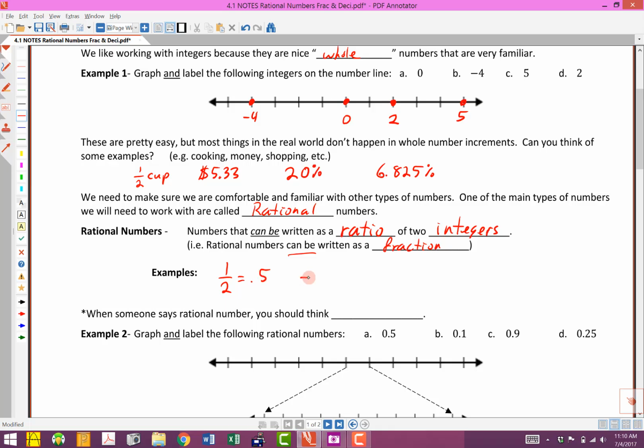Let's think about this number, negative 4. Is negative 4 a rational number? Is it a ratio of two integers? Well, remember, we can always make a number a fraction or make it a ratio by putting it over a 1. So I can put that over a 1, and there I go.